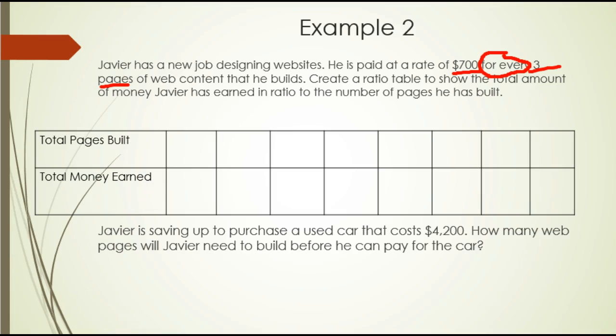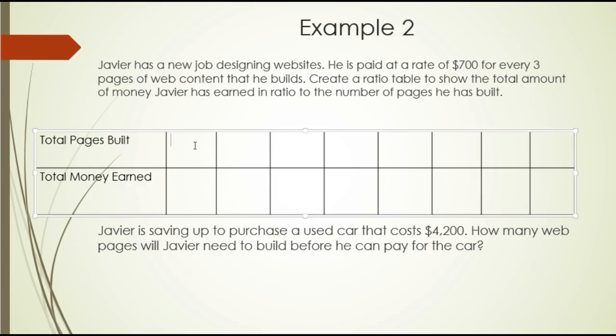So I want to create my ratio table. So let's go ahead and fill in. Let's start here. We know that total pages built, we start out with 3. And the amount he'll earn for that is $700.